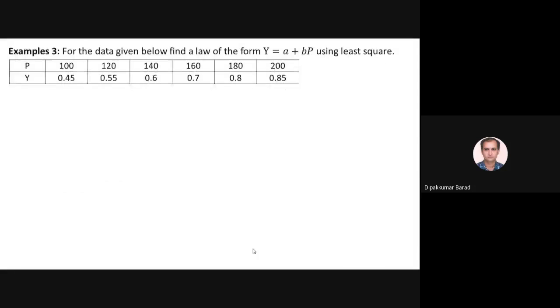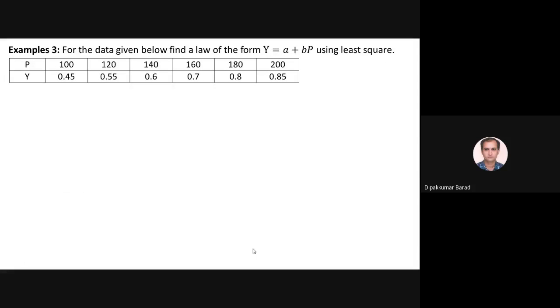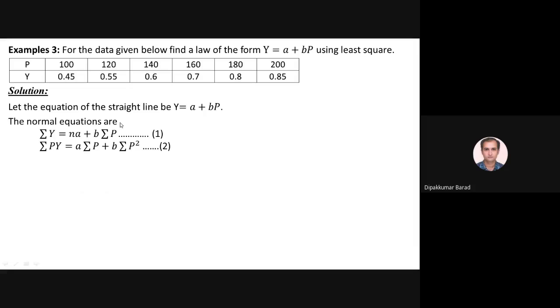Now for the data given below, find the law of the form y equal to a plus b into capital P using least squares. Now see here, instead of x, we have been given capital P. So in our normal equation, instead of x, we get capital P, and instead of small y, we have capital Y. Here we want to find the straight line capital Y is equal to a plus b into capital P.